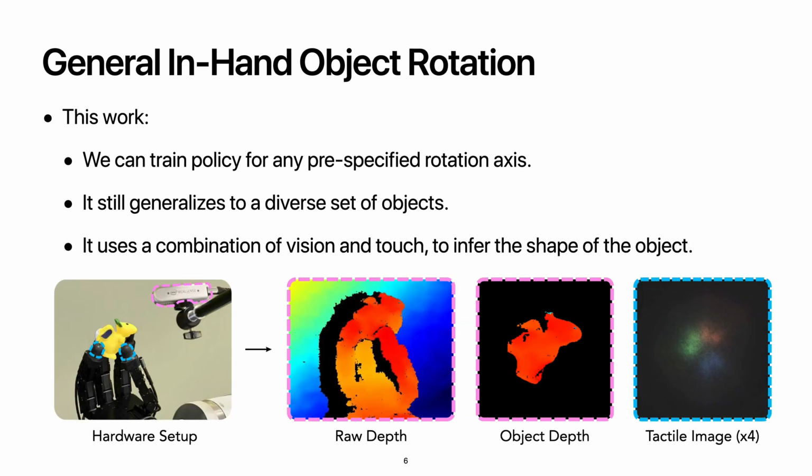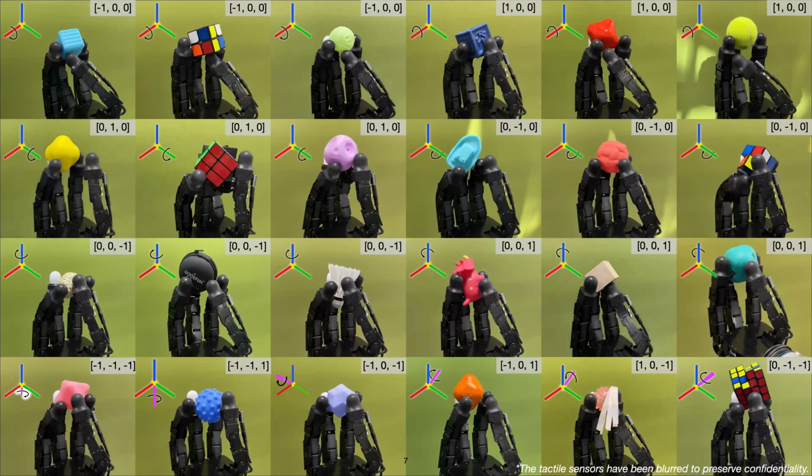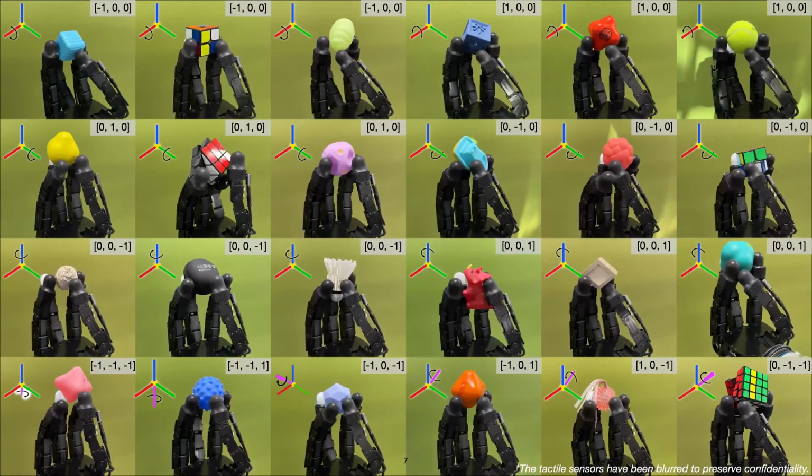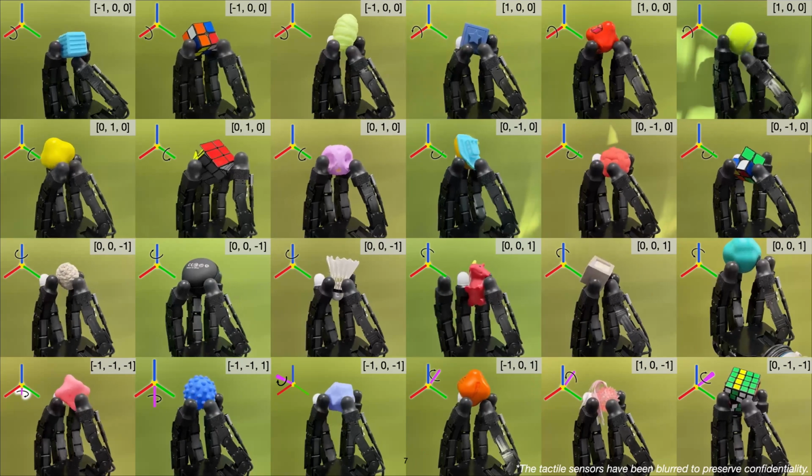The key of this project is using a stream of vision, touch, and proprioception to continuously infer object shape and physical properties during deployment. This information will be sent to a learned policy to adaptively rotate the objects. Here is a small gallery of our results. We show rotation axis on the top, and demonstrate many different objects we tried to rotate.